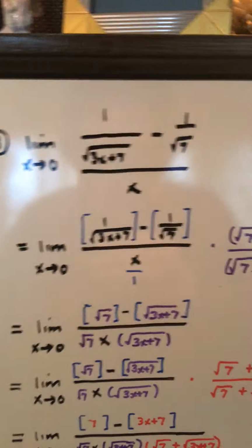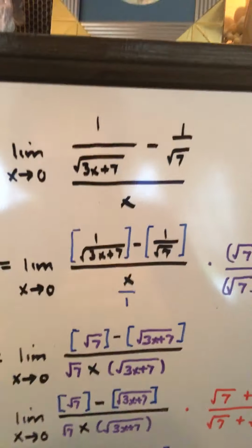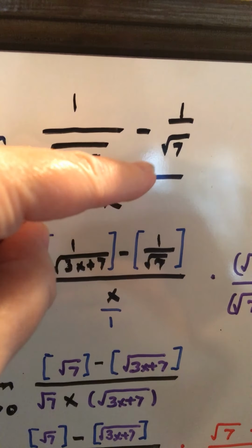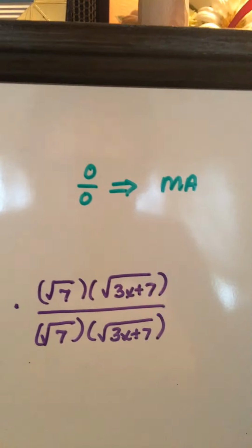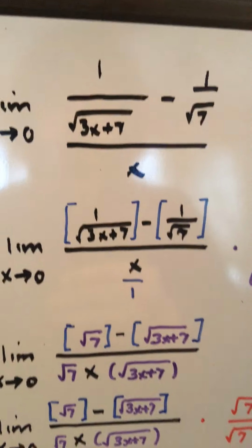Last and final problem. Yes, we don't give you many of these because they are a pain. Again, I insert my 0. 1 over root 7 minus 1 over root 7 is 0. And yes, again, I have 0 over 0. So I must do more algebra.